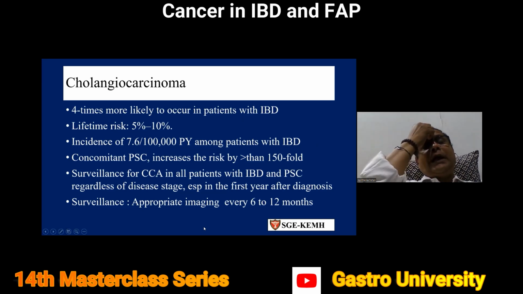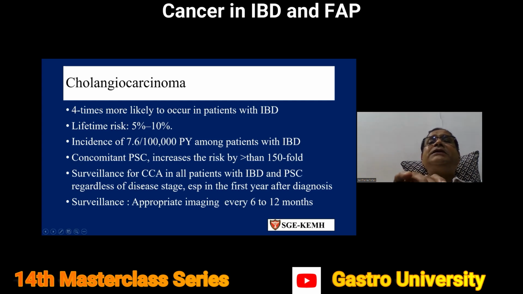Now coming to cholangiocarcinoma. Cholangiocarcinoma is 4 times more likely in patients with IBD. The lifetime risk in these patients with inflammatory bowel disease to develop cholangiocarcinoma is as high as 5 to 10%. The incidence is around 7.6 per 100,000 patient years among patients with IBD. And this risk increases by more than 150 times if these patients have concomitant PSC along with IBD.